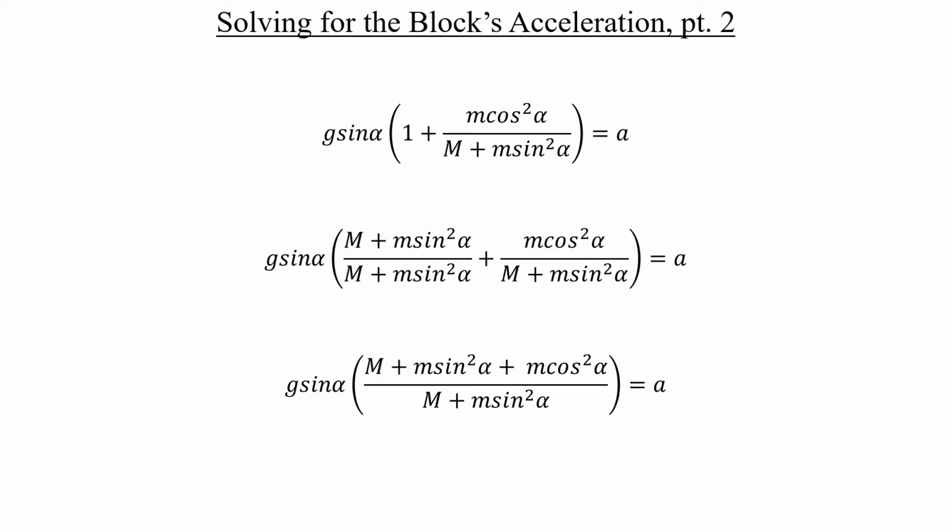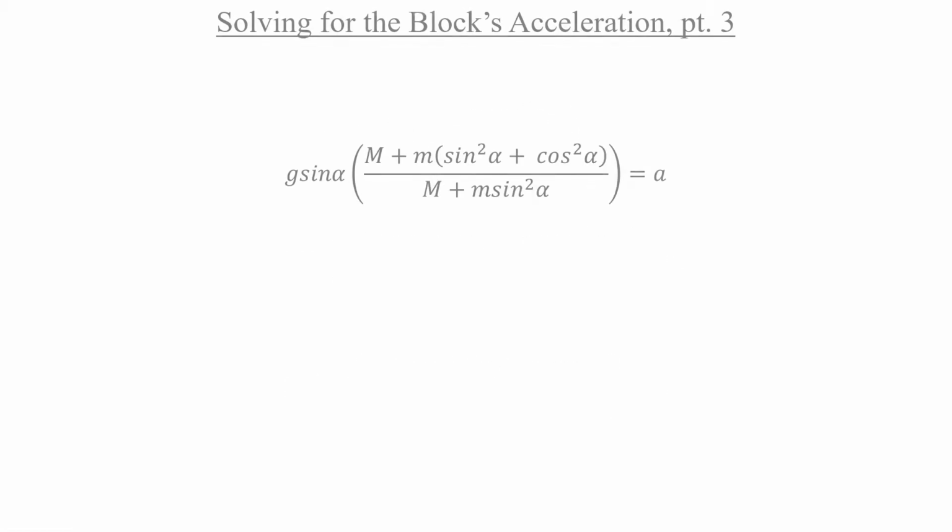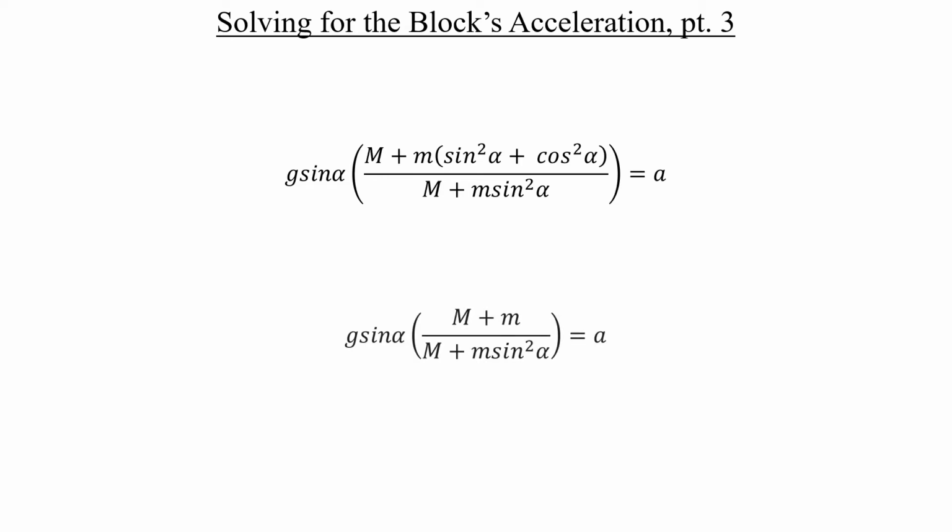Notice something a little familiar here. There's the same block mass, lowercase m, multiplied by sine squared of alpha and cosine squared of alpha, which means that we can factor lowercase m out like this. Since sine squared plus cosine squared is just 1, well, let's get rid of that inner parentheses term like this. Here's the magnitude of the acceleration of the block.